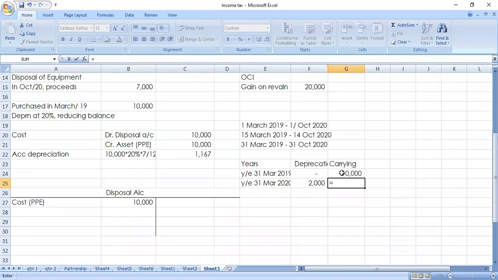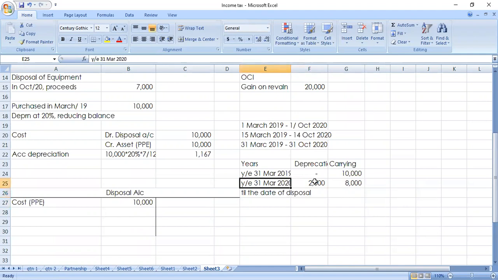So we end up having this minus that as 8,000. Then for the year ended, not for the year, till the date of disposal. I remember we disposed it in October. So from March we're saying you have April, May, June, July, August, October. So this is where the 6 months come in.